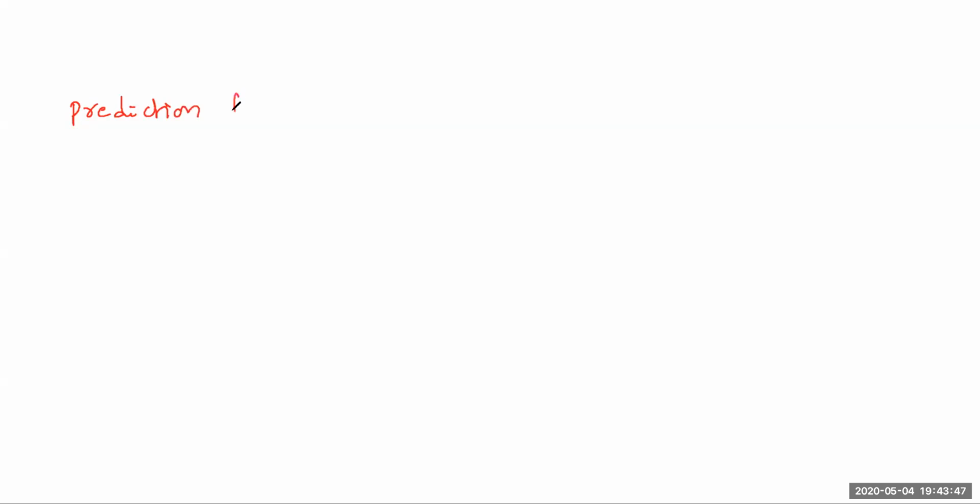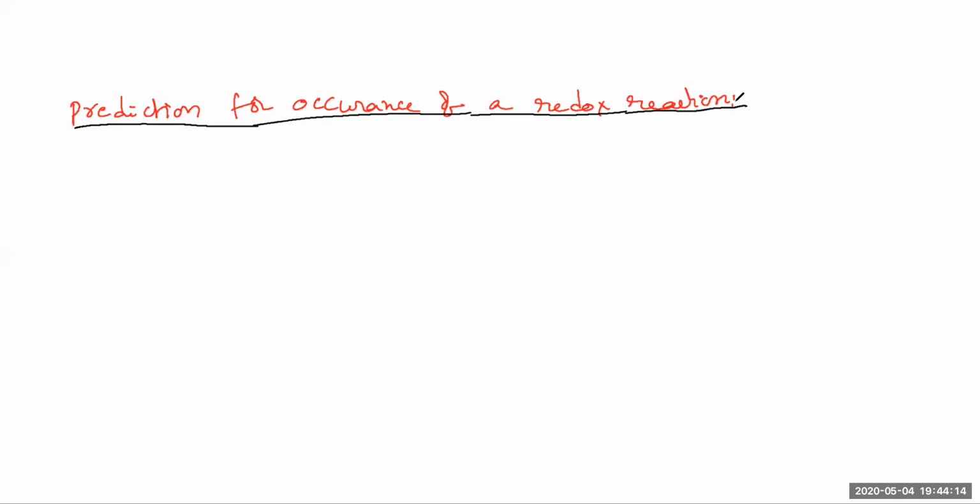Prediction for occurrence of a redox reaction. See, there is a galvanic cell, you know. What is the galvanic cell definition? It is an electric device in which both oxidation and reduction reaction takes place by liberation of electrical energy.